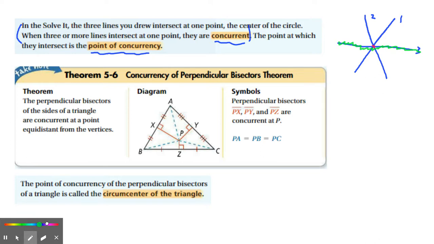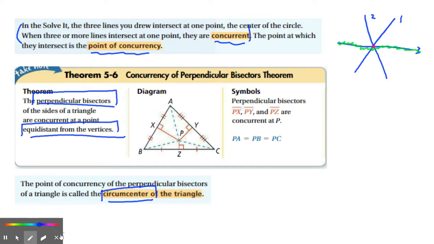Okay, so the first one talks about the perpendicular bisectors of a triangle. So for the perpendicular bisectors, if you were to construct all 3 perpendicular bisectors for the sides of a triangle, they would meet at one point, and that point is called the circumcenter. So up here, point P is called the circumcenter. Now, the big thing about the circumcenter is that it's the same distance from the corners of the triangle. So P to A is the same as P to B is the same as P to C. Okay? Equidistant from the vertices.